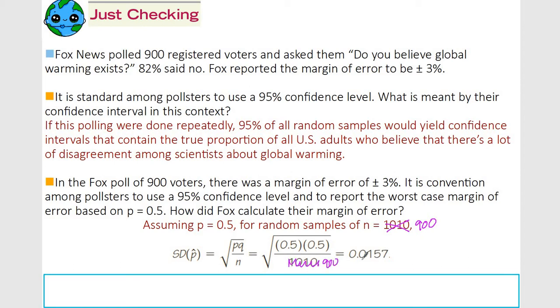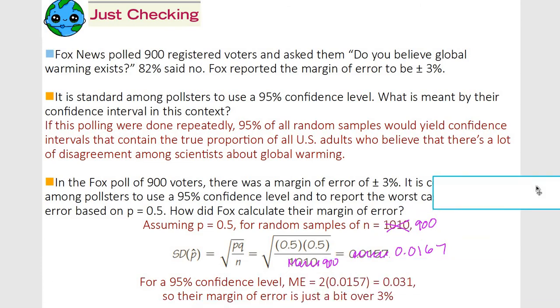So this is 900, which means your answer is 0.016, well, 6 repeating, or we could just cut it off at 7 if we want 3 sig figs. If that's just the standard error, then the margin of error is just 2 times that. So this would be 1.67, and then this would be 0.033. It's just a bit over 3%.